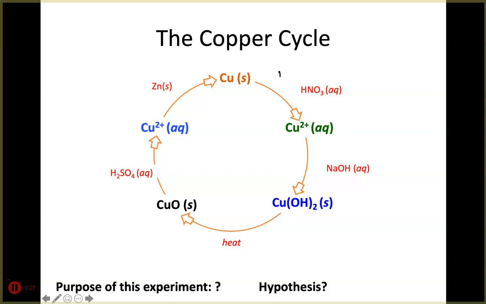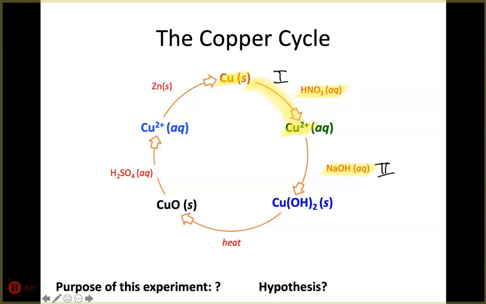Our first reaction, reaction 1, is going to be taking solid copper. It will undergo a reaction to form the copper 2+ cation. How does that happen? We would be reacting it with nitric acid. Once everything has been converted to copper 2+, we would perform a second reaction immediately, in which we would add sodium hydroxide.